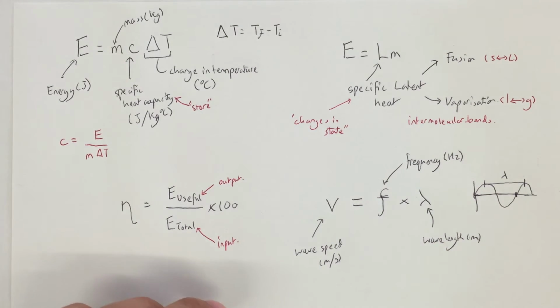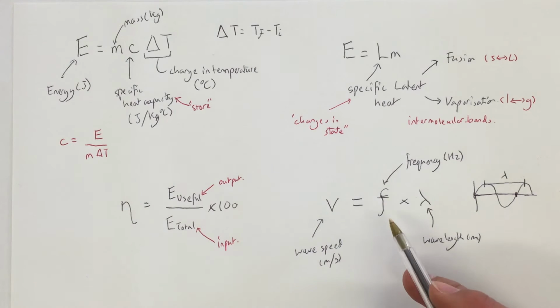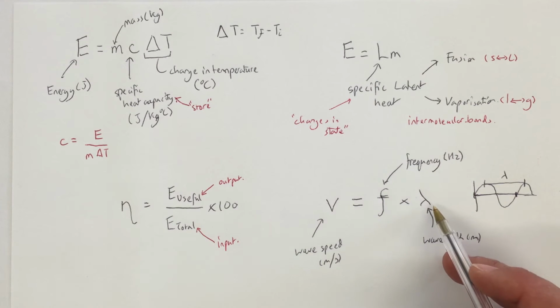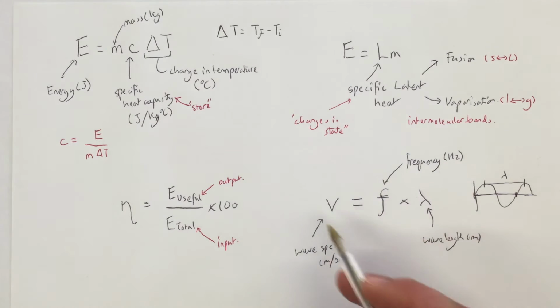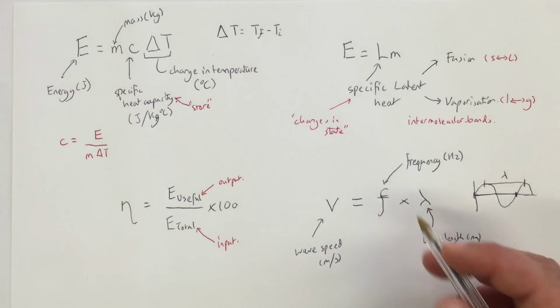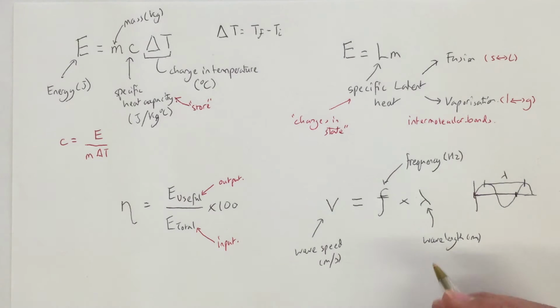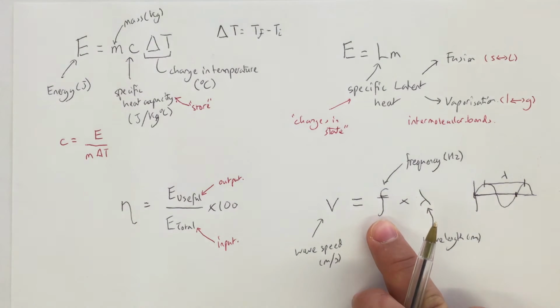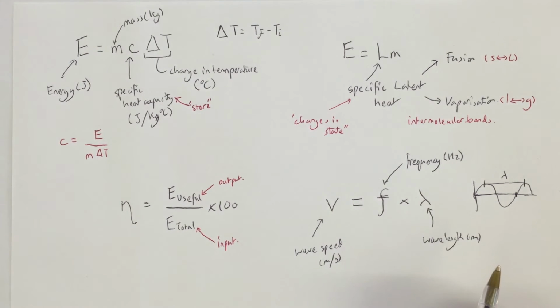We can often obviously rearrange that and have frequency is wave speed divided by wavelength, and wavelength is wave speed divided by frequency. With this particular equation, bear in mind that quite often they will use standard form, because for electromagnetic waves, the frequency and the wavelength are often quite large.